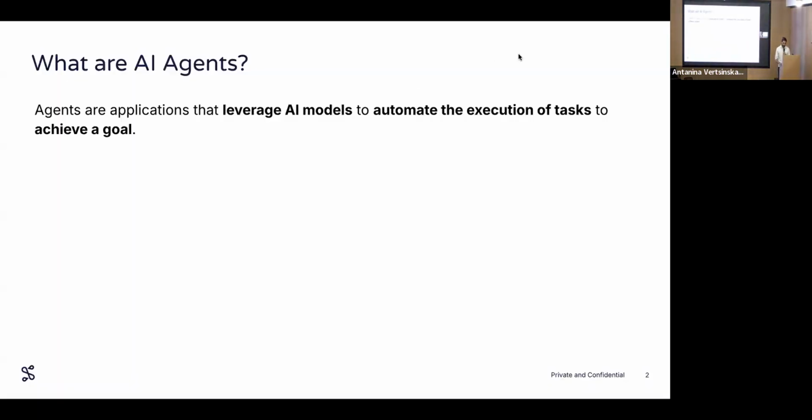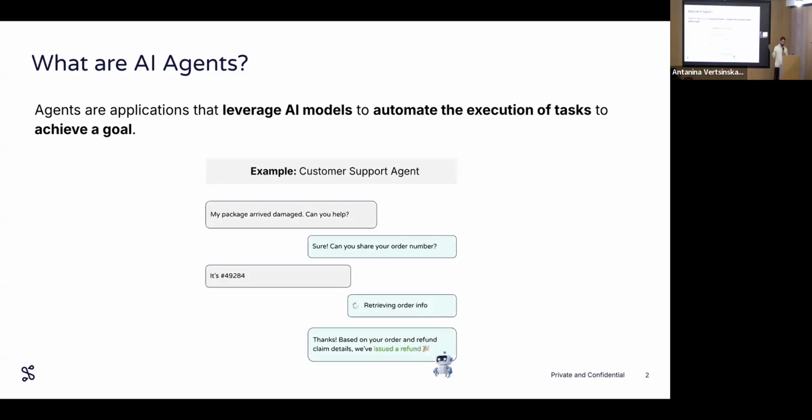So first, a quick definition about AI agents. The way I would define an AI agent is a complex application that uses AI models to automate the execution of tasks in service of a larger goal.